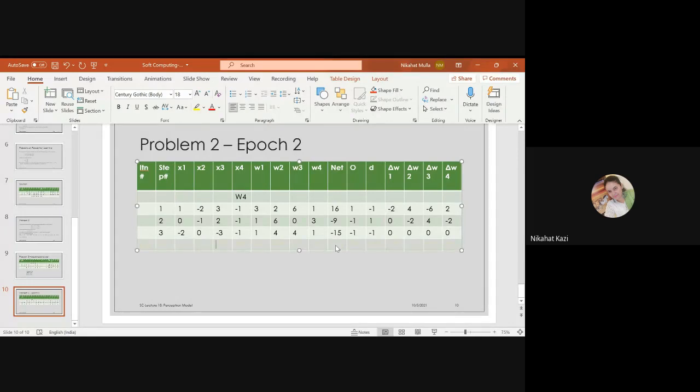Right? So what are the final weights? They are 1, 4, 4, 1. W7. This is W4, W5, W6, W7. So they remain the same. Okay, unchanged. So this is how you proceed.